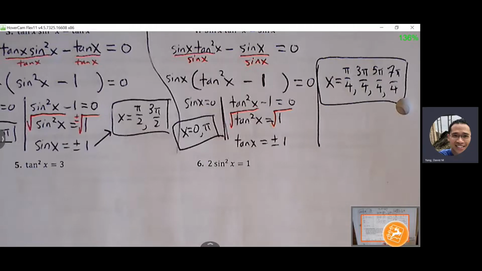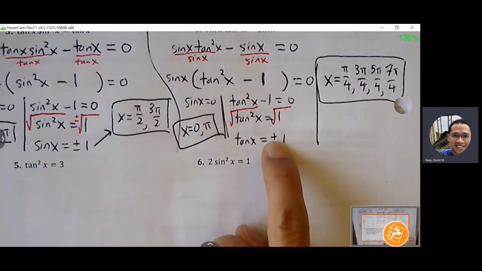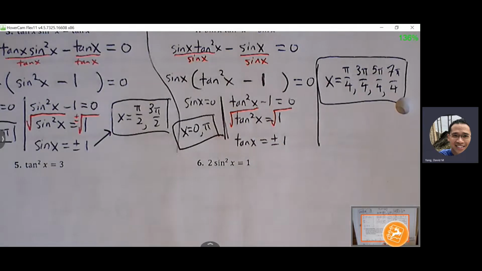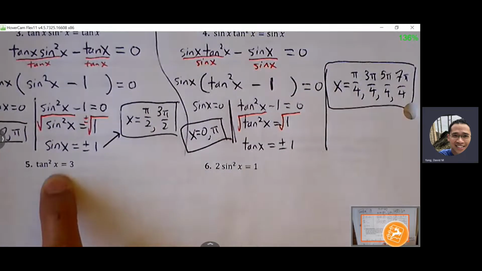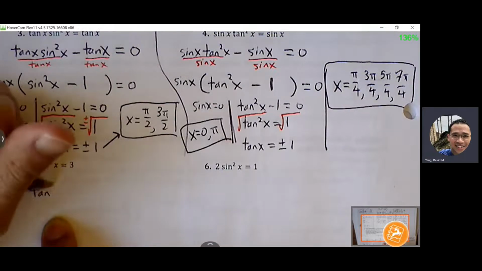For tangent, are you always going to be dealing with all four quadrants? Only if, it depends. In this case, we are, because tangent is equal to 1 at pi over 4 and 5 pi over 4, and negative 1 at 3 pi over 4 and 7 pi over 4. So it just depends on the problem. Okay. So in this case, it looks like we have all four quadrants represented. Number 5, go directly into taking the square roots.